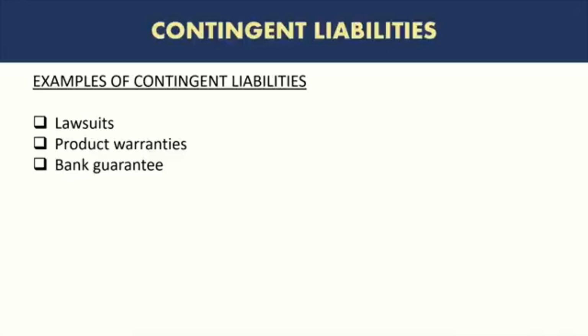Another example is product warranties. Any warranties that the company has offered to its customers are a contingent liability because at the time of sales, it's not clear how much will need to be settled in the form of warranties. For example, if a company sells mobile phones and offers a warranty period of 12 months, then in those 12 months, how many customers will come back and ask for their warranties because of a defective product or issues with the mobile phone, right? So this is again an example of contingent liability, and another example is bank guarantee.